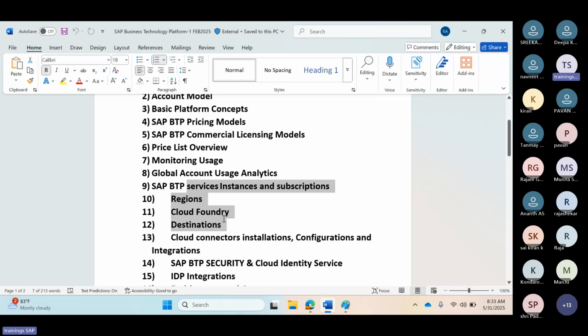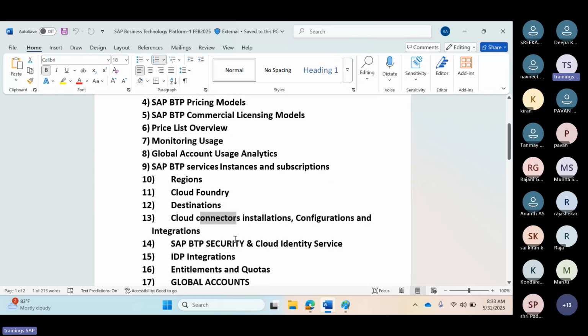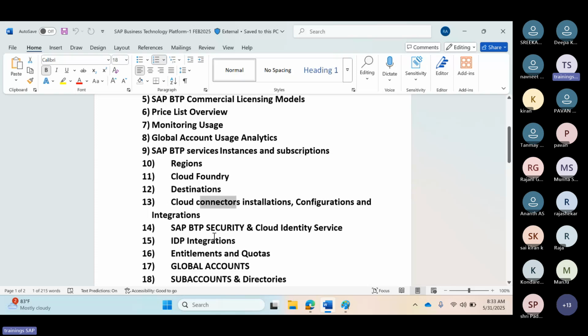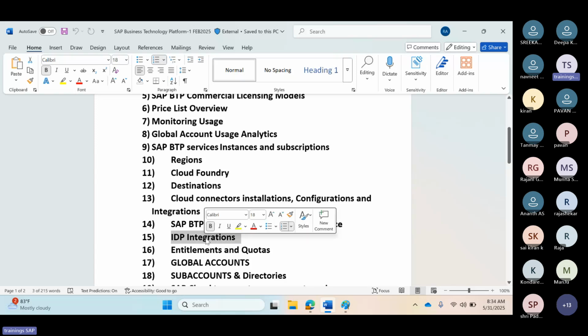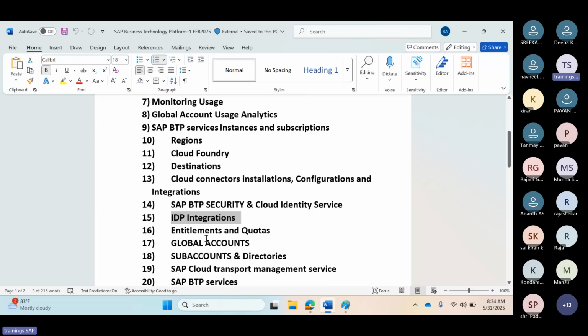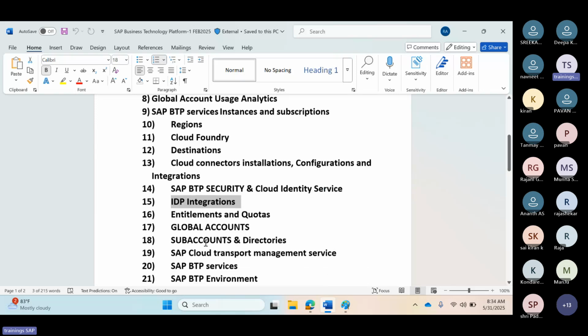This is one of the environments in the BTP. What is the importance of destinations, Cloud Connectors, installations, configuration, how to integrate the backend system with the Cloud Connectors. So BTP security, and also the identity authorization service, IDP integrations, SSO configuration, Azure AD, Okta integrations, and entitlements, global accounts, sub accounts.